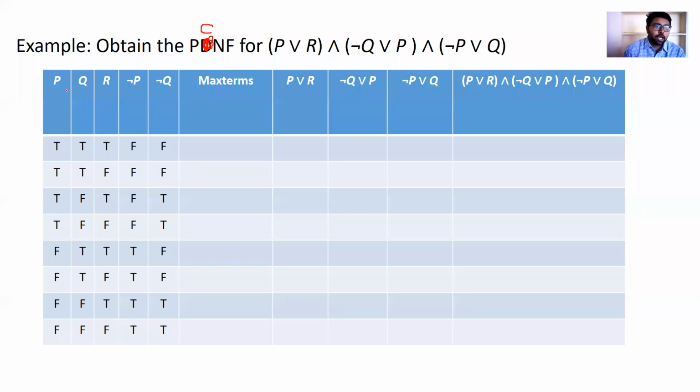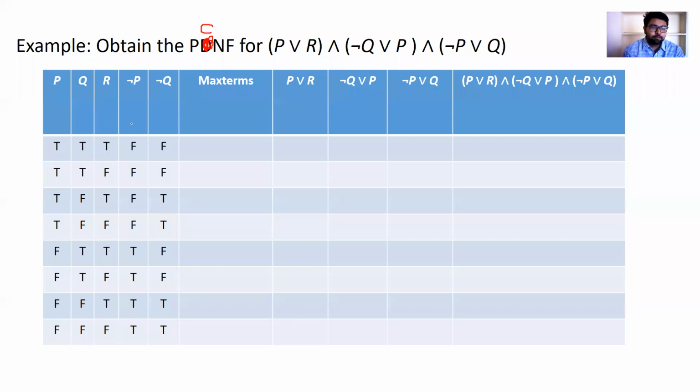Okay, first of all, I am going to write the P values, Q values, R values, negation P values, negation of Q values. For P, I am going to write four trues and four falses. And for Q, true, true, false, false, true, true, false, false. For R, true, false, true, false, true, false, true, false.